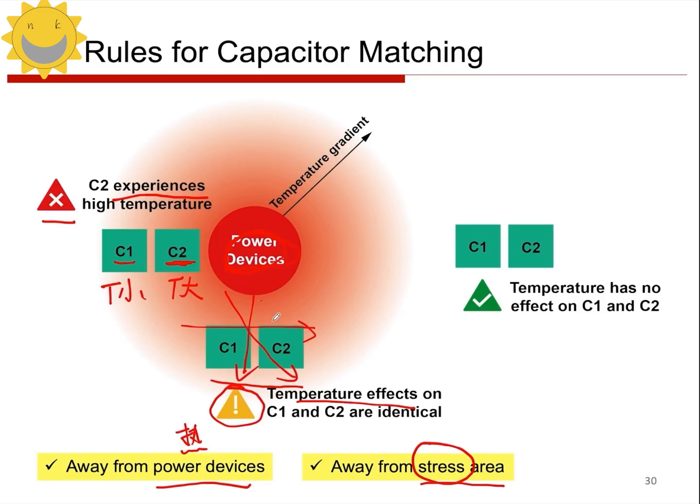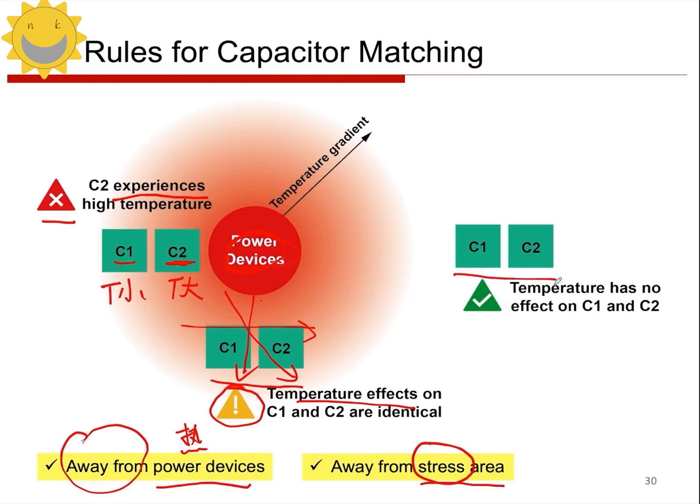So what's the best approach? The best approach is to keep a distance, away from the power devices. I may not know exactly what the temperature gradient looks like, but if I place the capacitors further away from the power device, that should be fine. Just keep them away from the power devices.